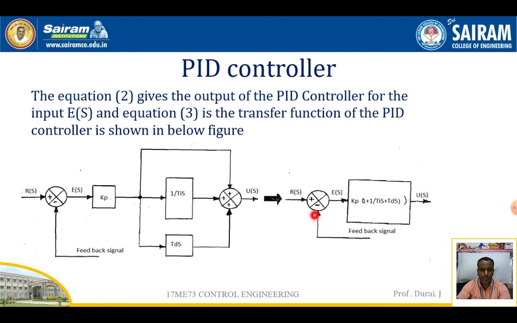Already you know that this is the feedback signal. What is the feedback signal? It comes from the controlled output and is sent to the error detector. The error detector sends the error signal to the controller, which amplifies as well as modifies the signal and sends it as a controlled output over here. That is the function.